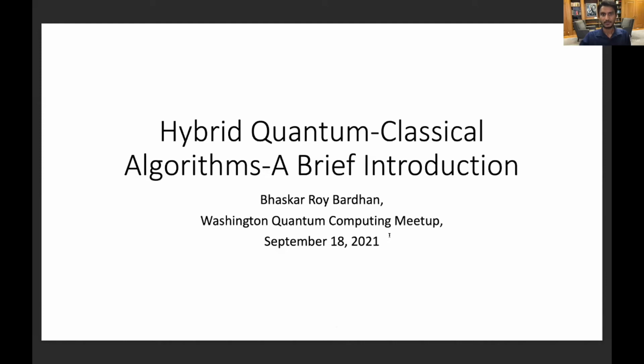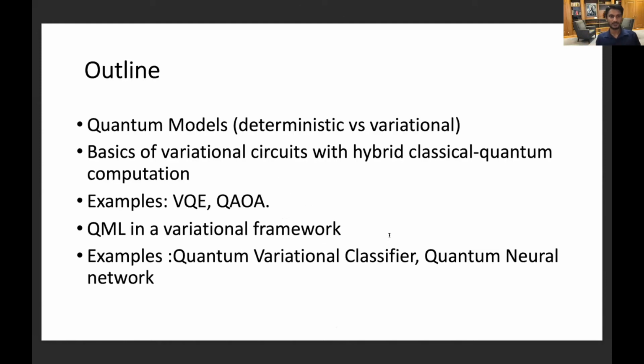All right. So the outline of Dr. Bardhan's talk would be basically quantum models, deterministic versus variational, and the basics of what variational circuits are in terms of hybrid quantum classical computation. Then we'll see a couple of examples, and then also we'll touch a little bit upon the quantum machine learning that one can maybe do using the near-term processors.